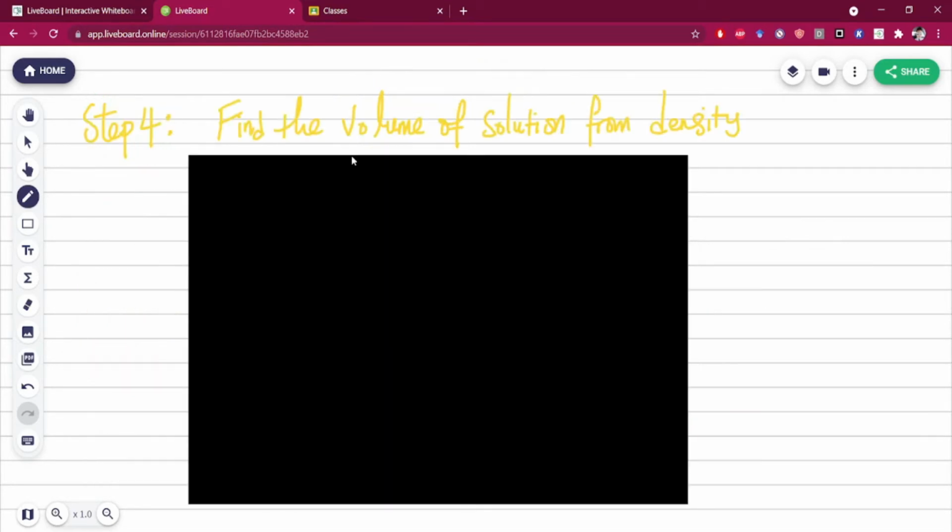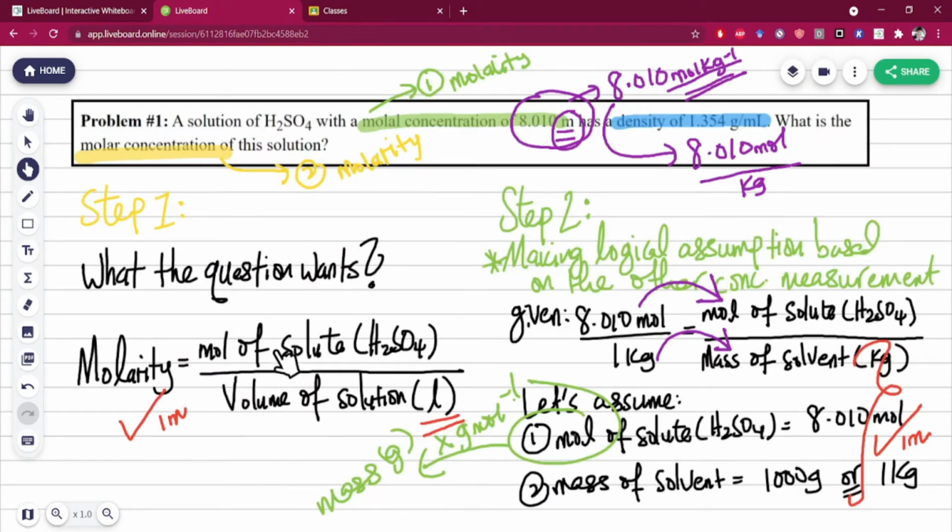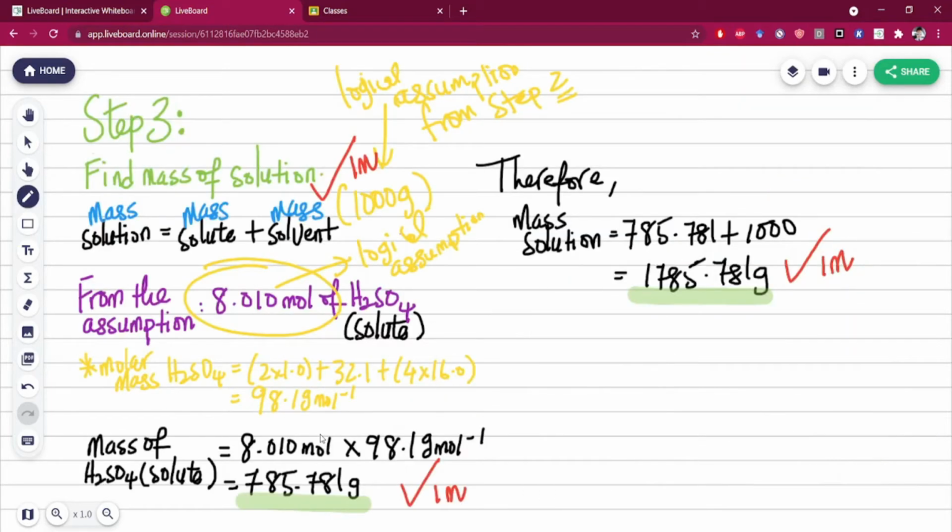Now, moving on to step number four, to find the volume of solution from density. Okay, we want to find the volume of solution from density. Just now we have worked out the mass of solution. The reason why we want to find the mass of solution over here is because we want to use this piece of information to solve this. We have the mole of solute already. Okay, we do know that this one is 8.0100 mole. We have done that already, from the logical assumption. Now we just need to find the volume of solution. Okay, and that is the reason why we need to do this.